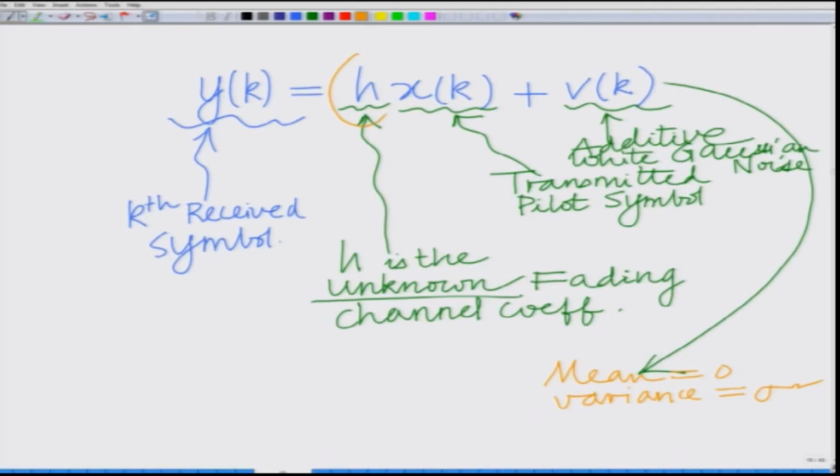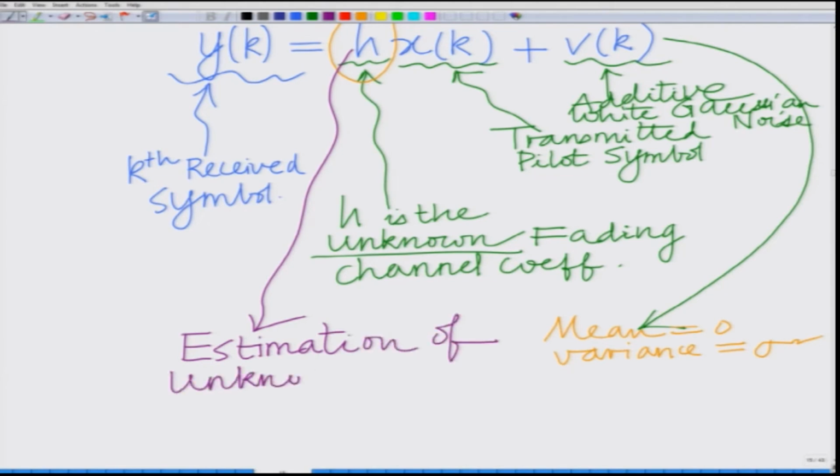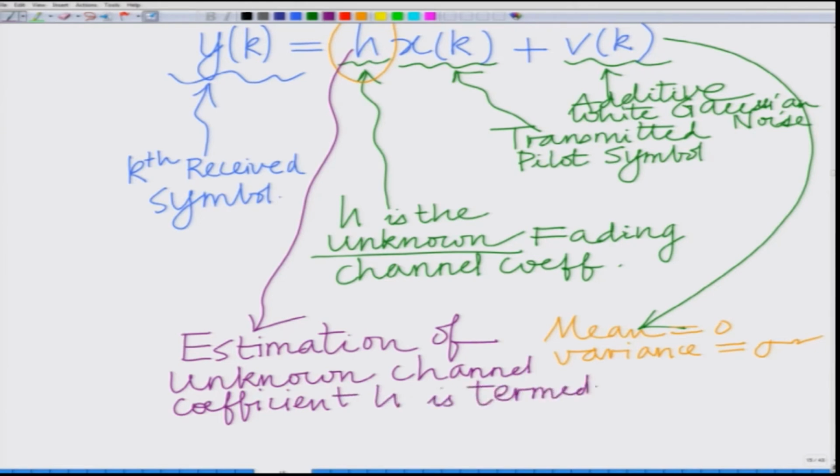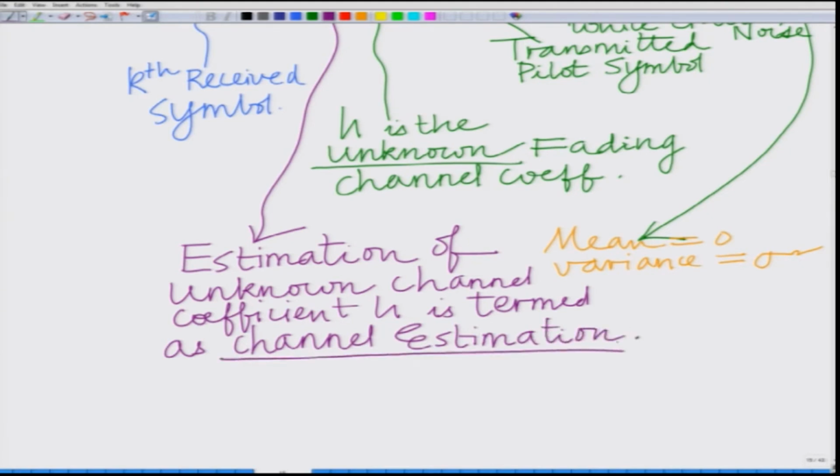The key aspect here, the important part, is that this channel coefficient h is unknown, and estimation of this unknown channel coefficient h is termed as channel estimation.